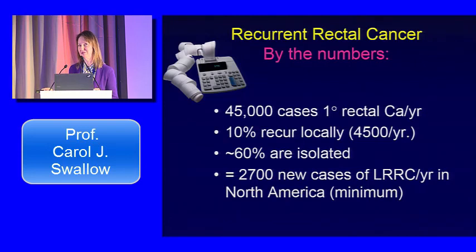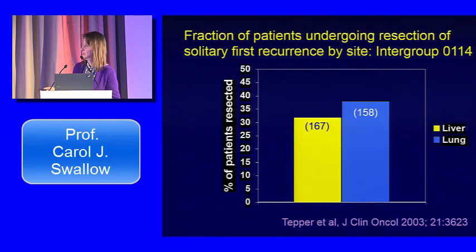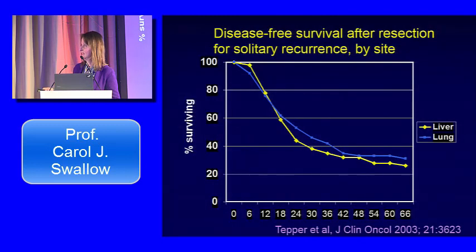So despite the fact that local recurrence rates have improved, this is still a significant problem, and someone has to deal with it. What's the comparison between other sites of solitary recurrence? You can see here that local recurrence actually makes up about the same percentage as lung and just a little less than liver in this large intergroup trial of adjuvant therapy, rectal cancer patients followed for many years. We know that about 30 to 35% of those with liver or lung as their isolated site of first recurrence will undergo a resection. And the long-term survival rates after that resection are in the neighborhood of 30%, as Yuman Fong showed us last night.